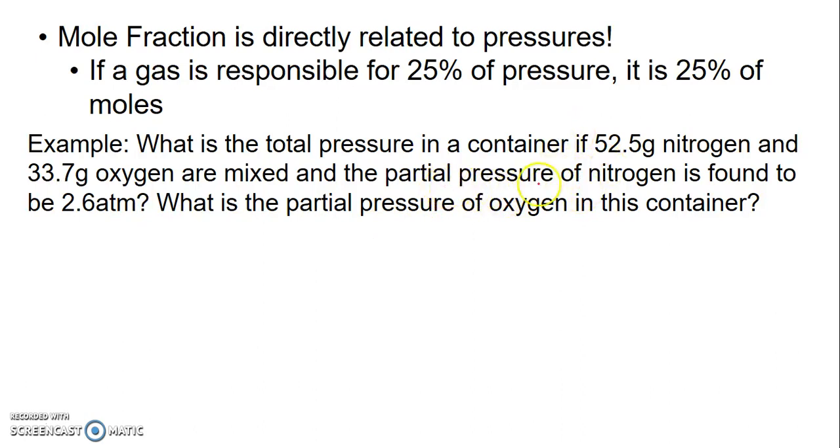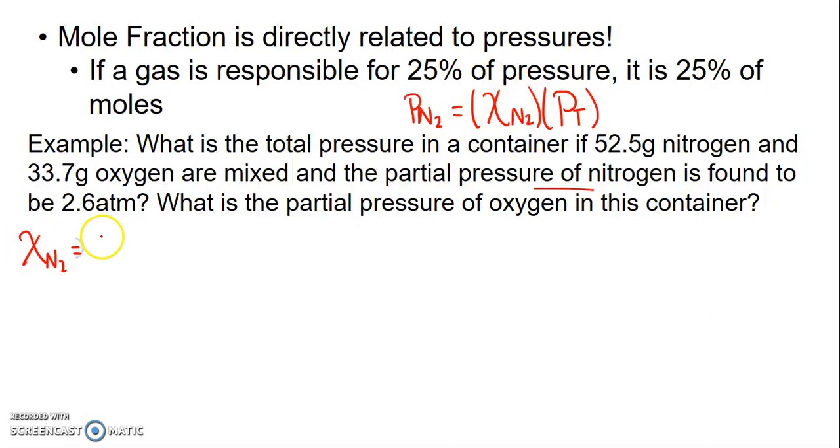So if we tackle the first question first, we're dealing with nitrogen. And so I know from the last slide that the partial pressure of nitrogen gas is equal to the mole fraction of nitrogen times the total pressure in the container. So I know the partial pressure of nitrogen gas. I don't know the total pressure, that's what we're trying to find, which means I need to first figure out the mole fraction. And so the mole fraction of nitrogen is going to be the moles of nitrogen gas over the total moles in the container. So we've got to do a little stoichiometry to figure out both of those numbers.